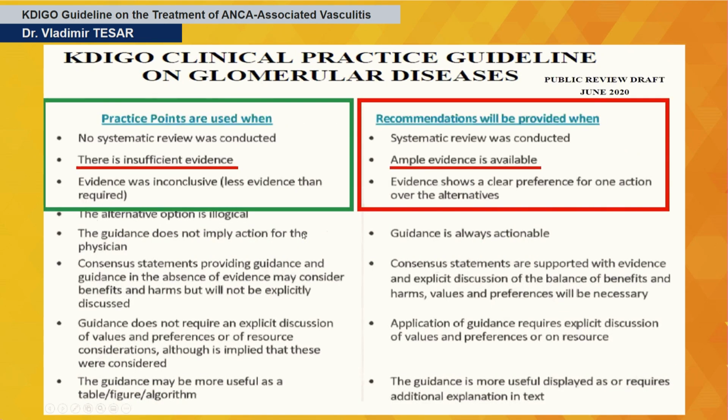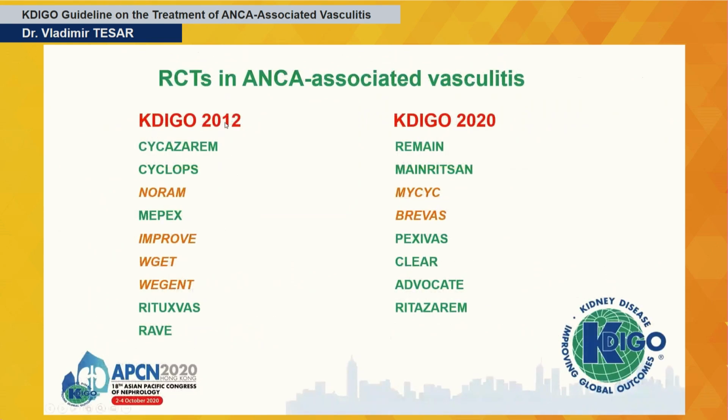And there is something new in the new guidelines. In the old guidelines, stronger evidence was associated with recommendation and weaker evidence with suggestion. And you see here that stronger evidence is associated once again with recommendation. A recommendation will be provided when ample evidence is available. And when there is insufficient evidence, but it is important to guide in some way, a practice point is used.